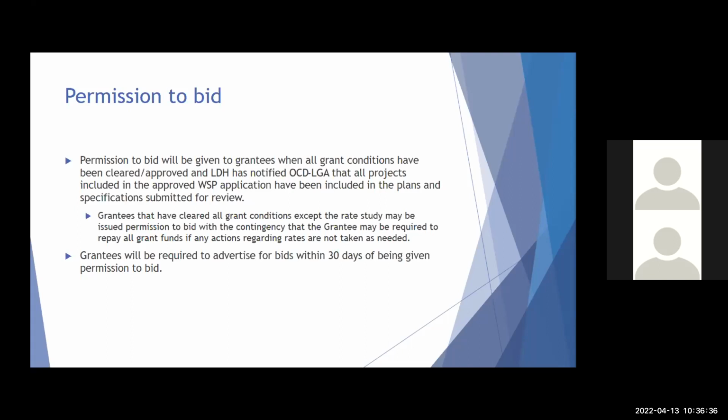Grantees will be required to advertise for bids within 30 days of being given permission to bid. If for some reason this is going to be a problem, when you receive that permission, you need to make sure that you contact us immediately.